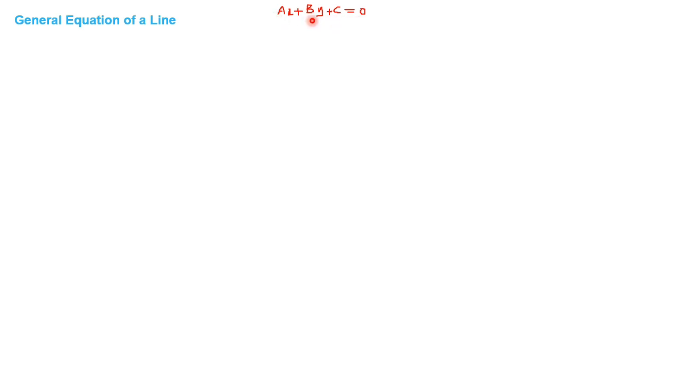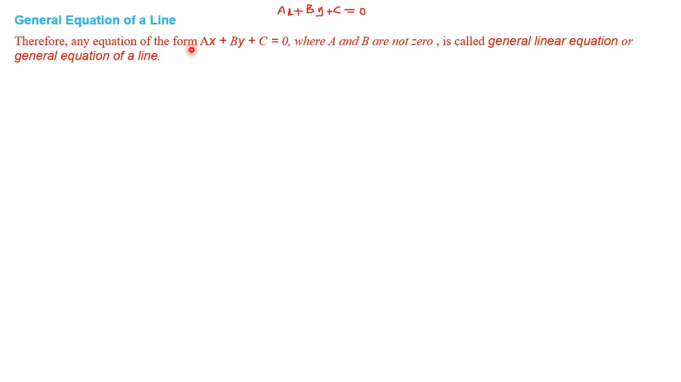When these types of linear equations are plotted in a graph, we always get a straight line. Therefore, any equation of the form ax plus by plus c is equal to 0, where a and b are not 0, is called a general linear equation or general equation of a line. Here a, b and c are constants, and a and b are not 0.